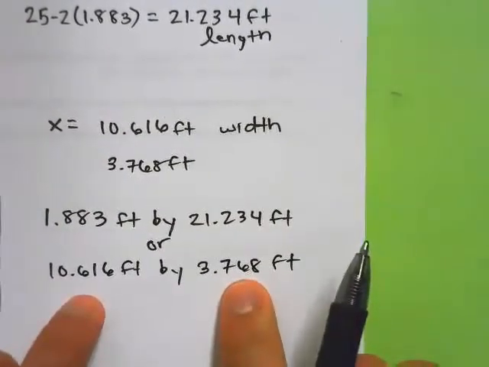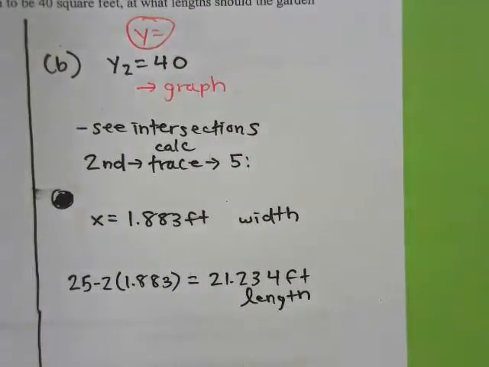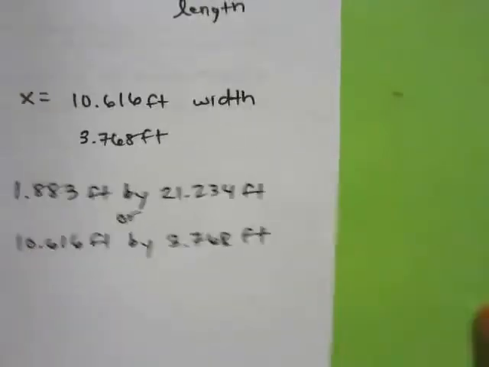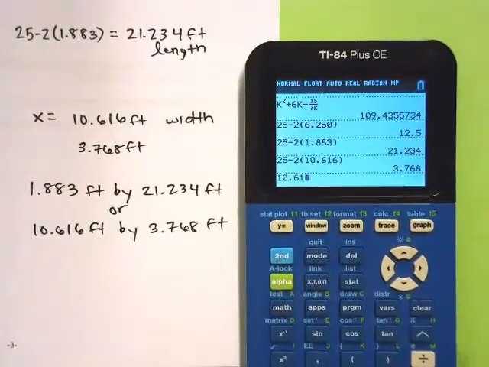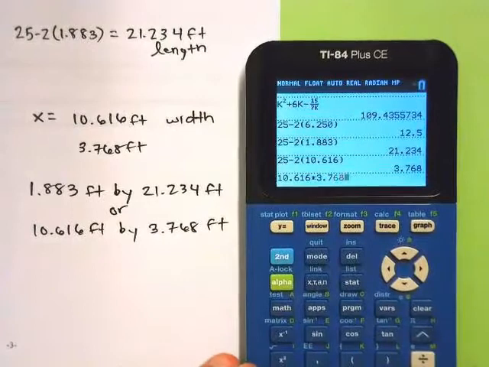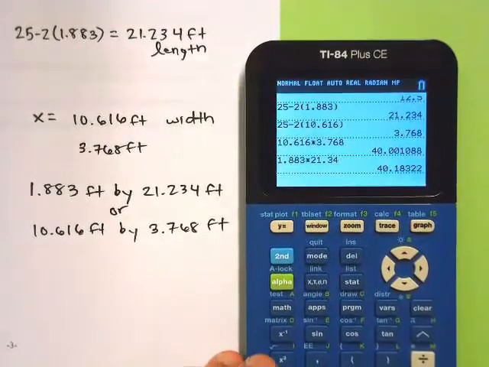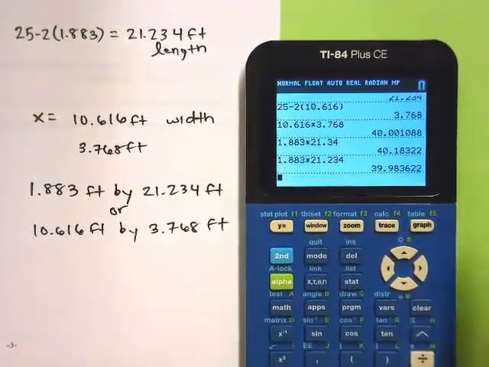When you multiply these two, you should get roughly 40 square feet, which is what the question is asking for, the total area of the garden. We can check it out just in case, 10.616 times 3.768. Yeah, this is roughly around 41. 1.883 times 21.234, it's a little bit over, but close enough, I guess. We can just round that up.